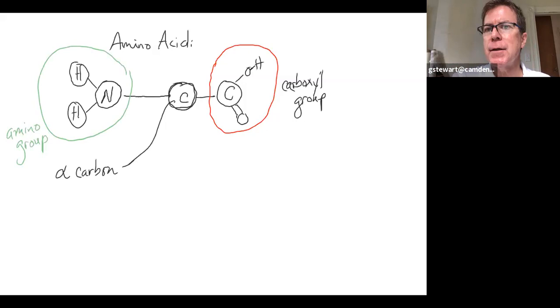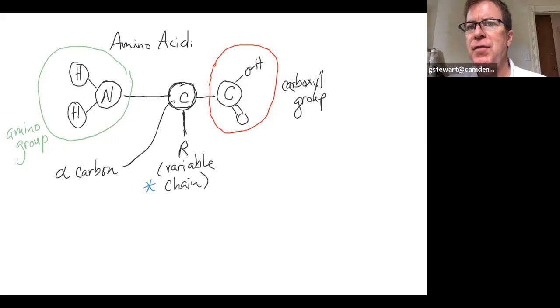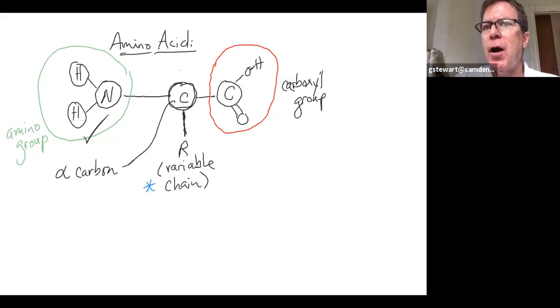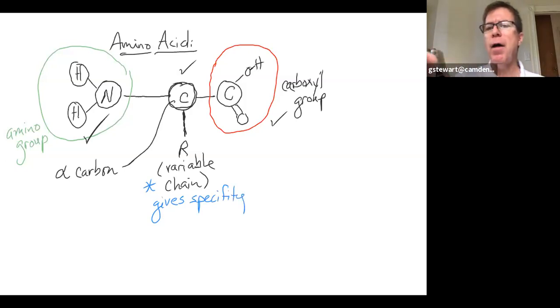And then finally, also attached to this alpha carbon is something always designated as an R. And this just means variable chain or variable group, depending on what book you read. It is this that gives each amino acid its specificity. So all amino acids have this same basic structure of an amino group, an alpha carbon, and a carboxyl group. And then it's this variable chain that gives one amino acid its specificity from the other. Right, so that's what an amino acid is. They all have this basic shape and backbone, but then the R variable chain is different in each of the 20 different amino acids.